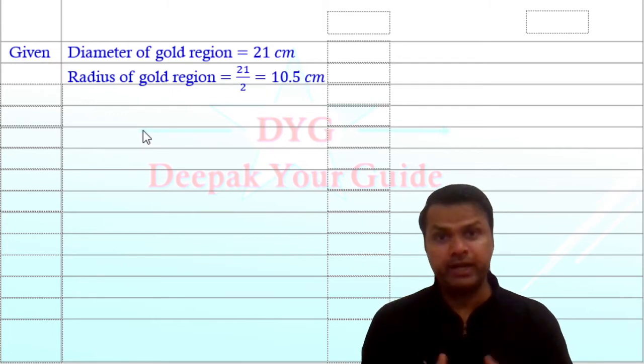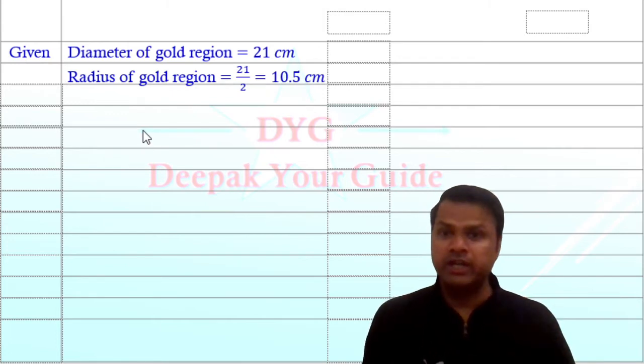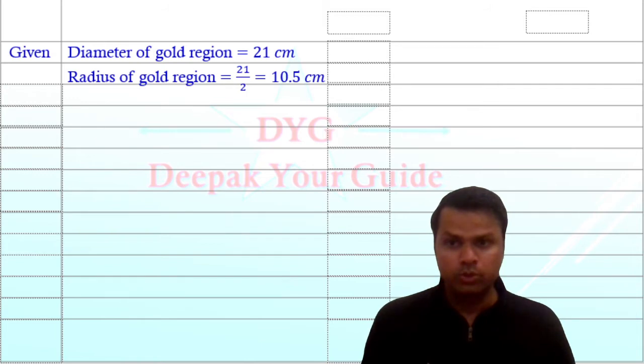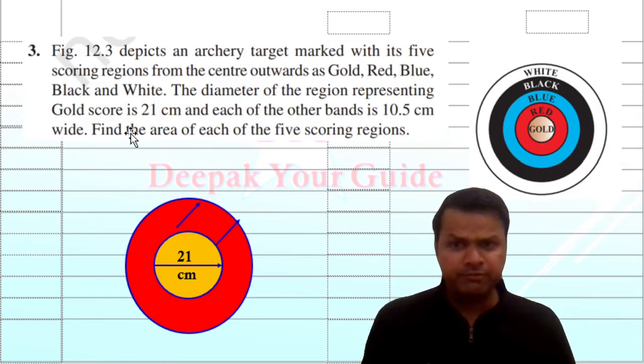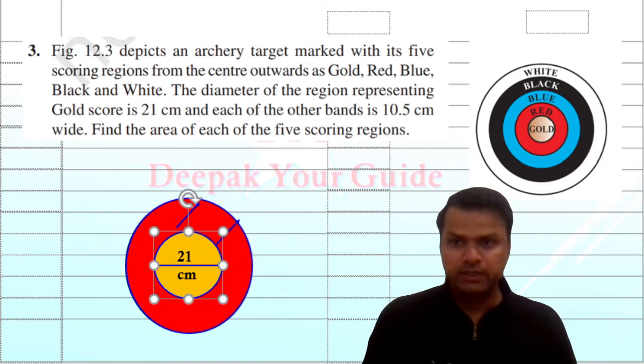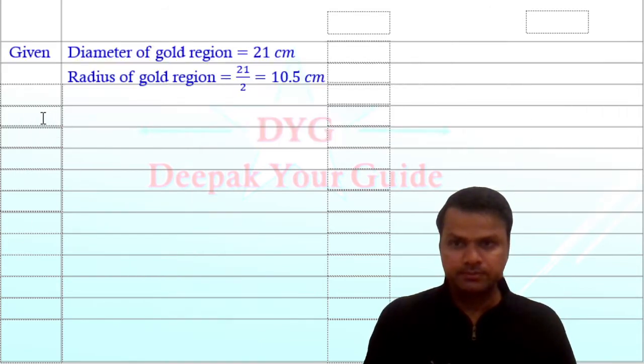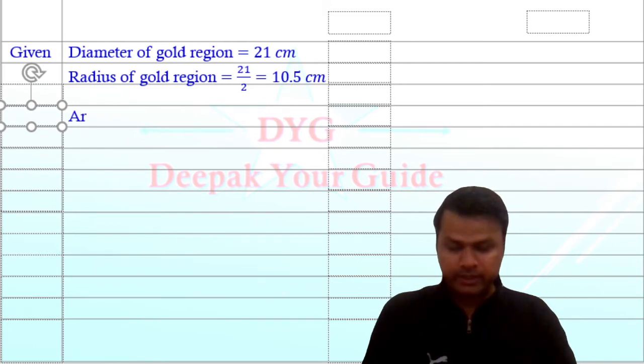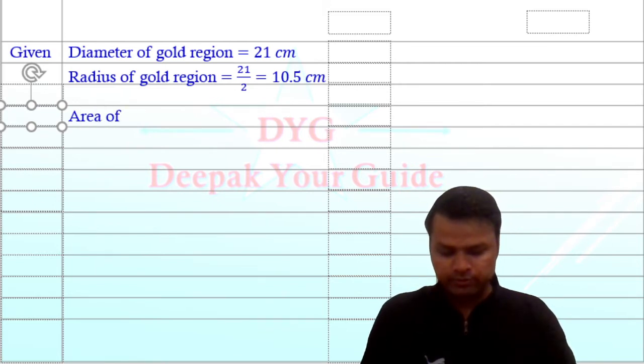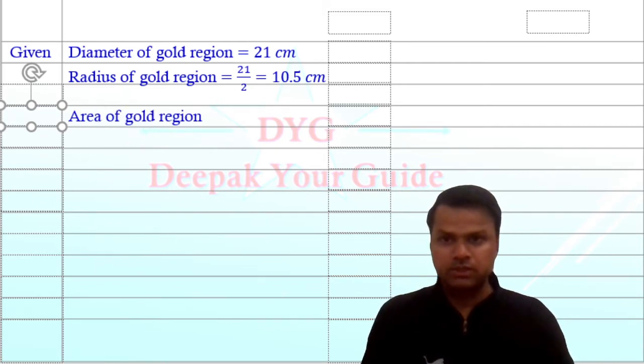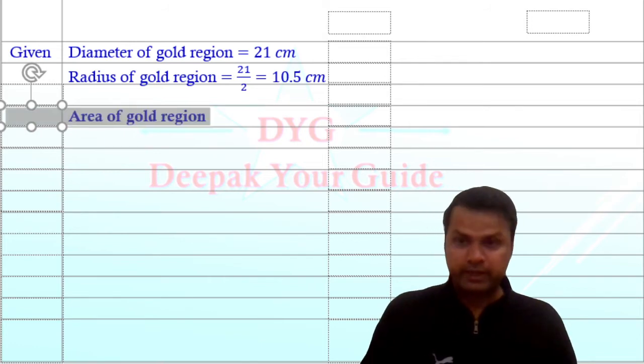And we have to find the area of each individual region. So let's start from the gold, because they are saying find the area of each of the 5 scoring regions. The first scoring region is this, which is in gold. So let's take only the gold one and calculate this. Now I'll write here: area of gold region. This is what we are calculating right now.